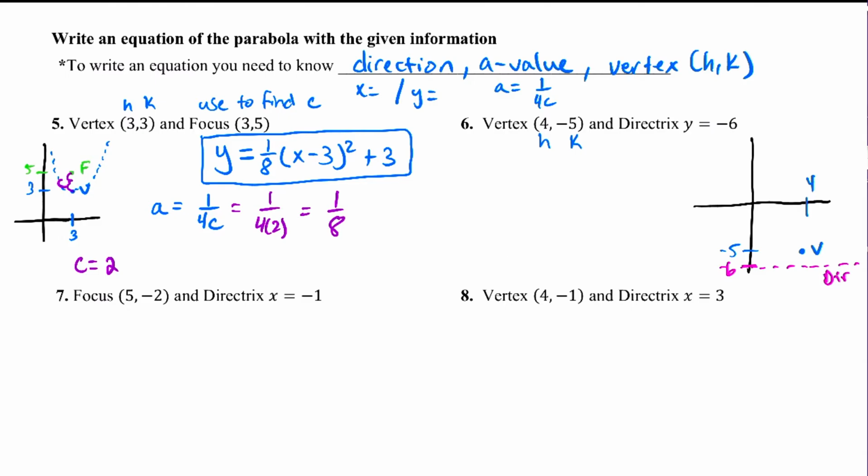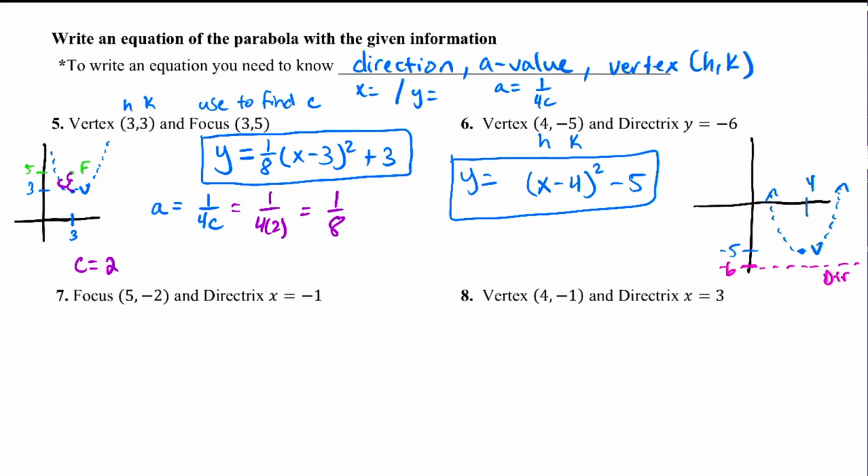Okay. So that means that my U shape has to open away from that. So it has to open up in order for it to open away from the directrix. So that tells me this will be y equals. And then I already have the h and k, so I'm just going to fill that part in. So this will be x minus 4 squared, and then minus 5. So now I just need my a value.